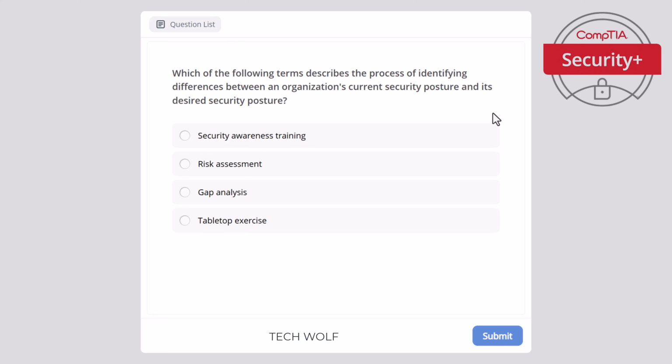Which of the following terms describes the process of identifying differences between an organization's current security posture and its desired security posture? Security awareness training, risk assessment, gap analysis, or tabletop exercise? And the correct answer here is gap analysis.